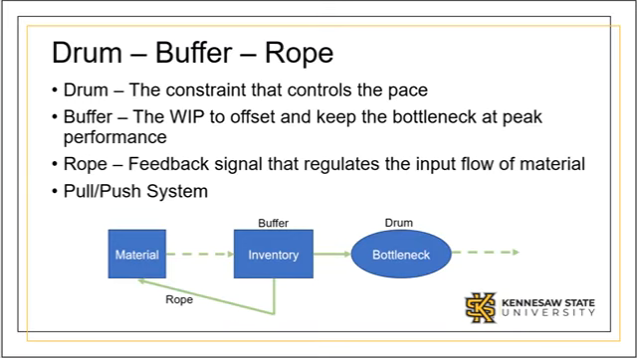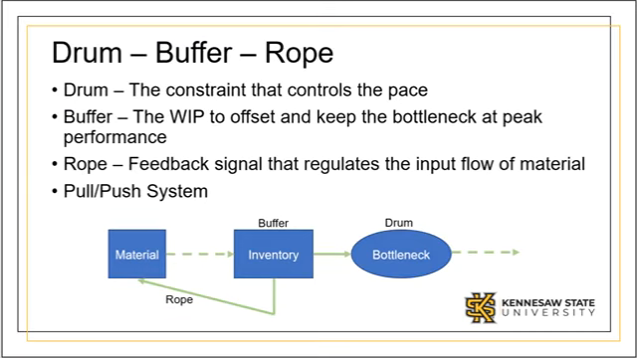The drum buffer rope concept pertains to our ability to reduce the effects of a constraint. In the presence of a bottleneck, we seek to increase the capacity or remove elements that slow the bottleneck. If the capacity of the bottleneck cannot be increased, then we work to maximize the bottleneck's output. There must be a continuous source of materials to the bottleneck.